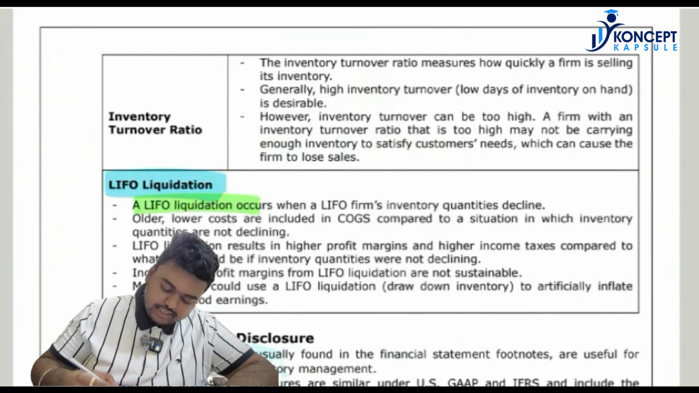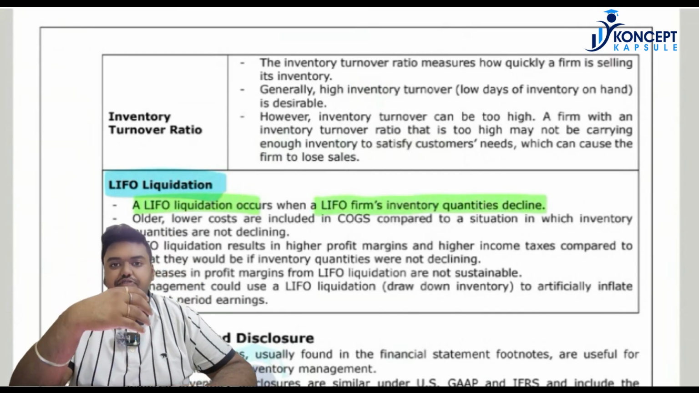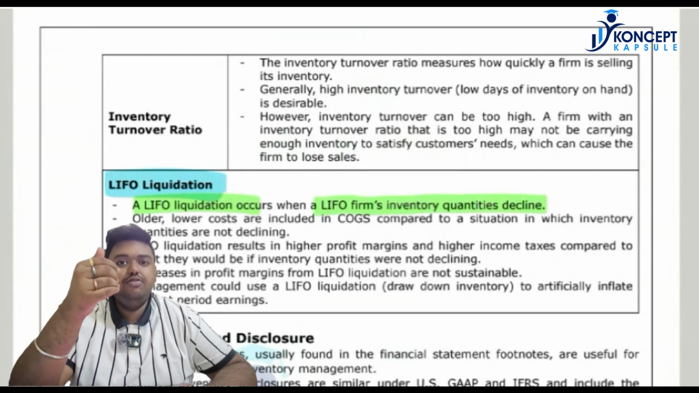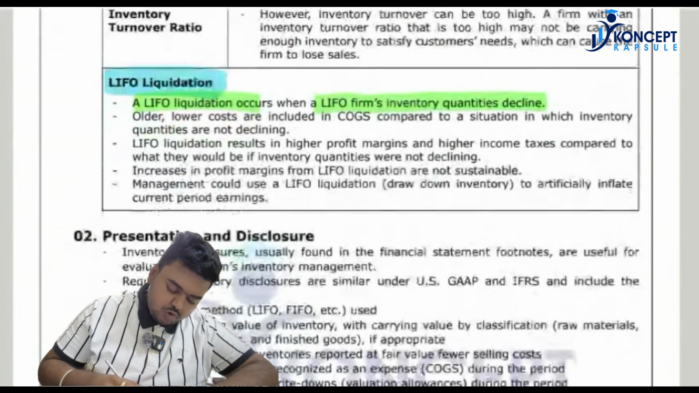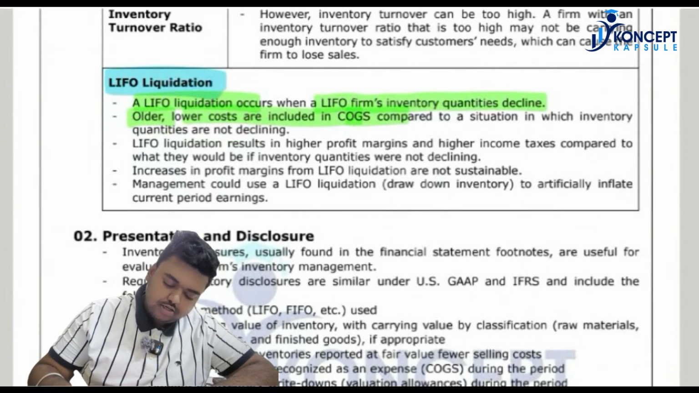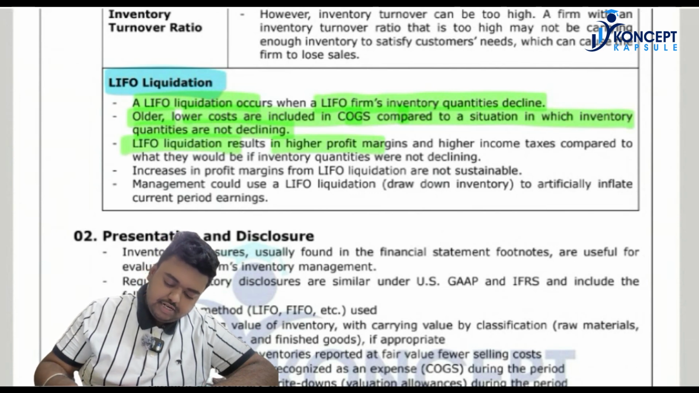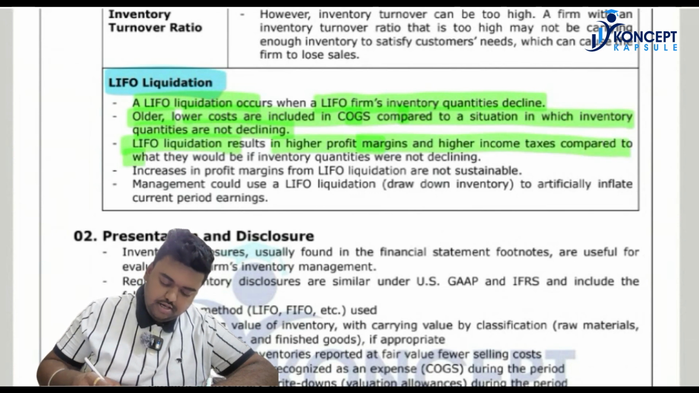A LIFO liquidation occurs when a LIFO firm's inventory quantity declines. So basically, when a firm using the LIFO model sees its inventory decline, it is known as LIFO liquidation. Older low-cost inventories are included in COGS compared to a situation in which inventory quantities are not declining. LIFO liquidation results in higher profit margin and higher income taxes compared to what they would be if the inventory's quantity were not declining. Very important.